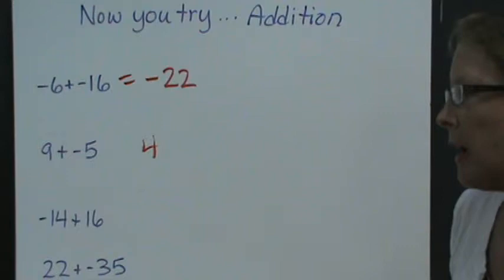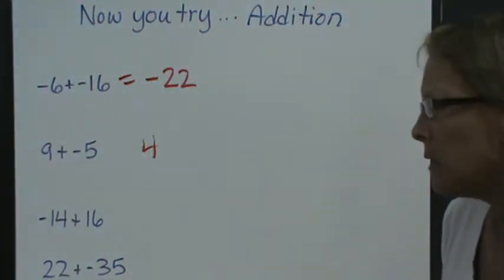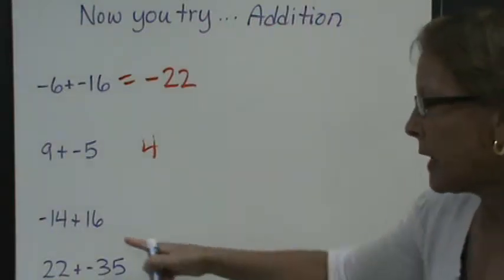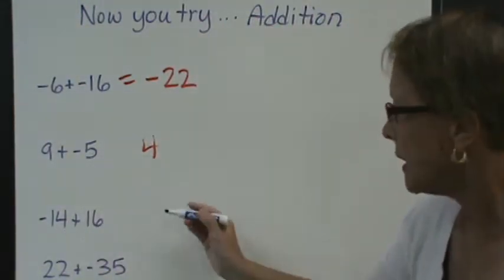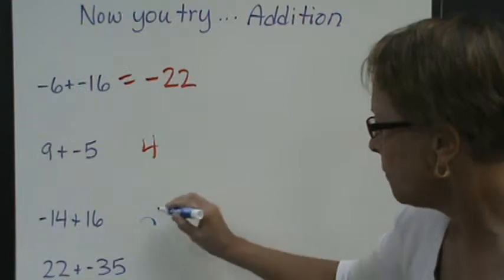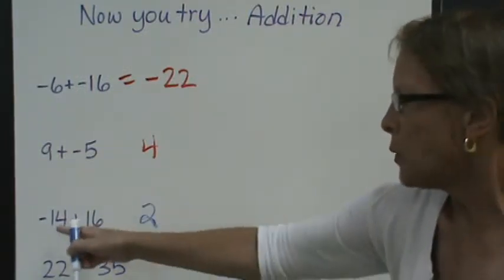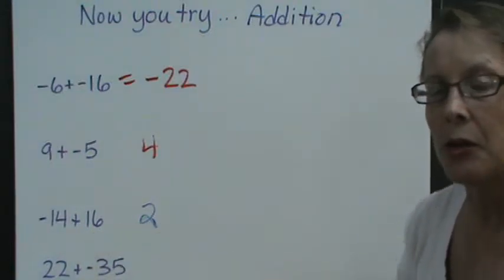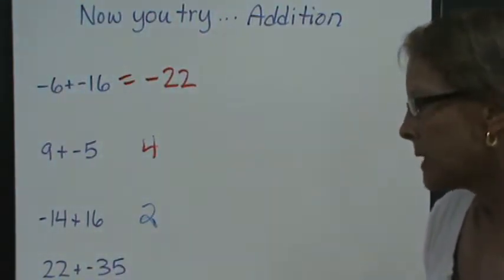The third one, I have negative 14 plus 16. Are the signs the same or are they different? Good, they're different, so I'm going to subtract 16 minus 14, and I'm going to get 2. And which one appears larger? Which one is further from 0? Good, the 16 is, so it is going to be a positive answer.